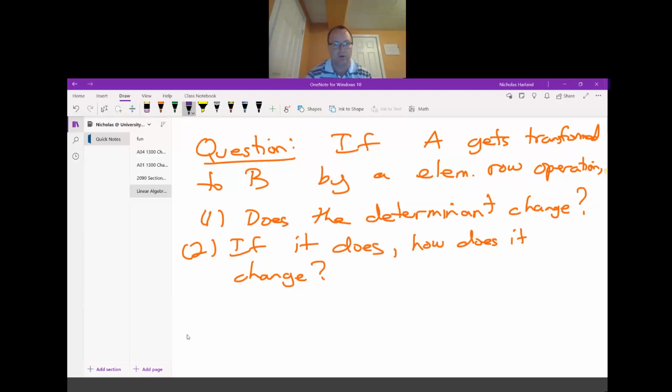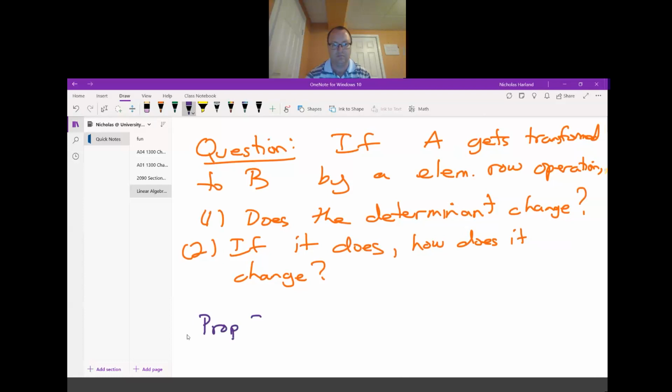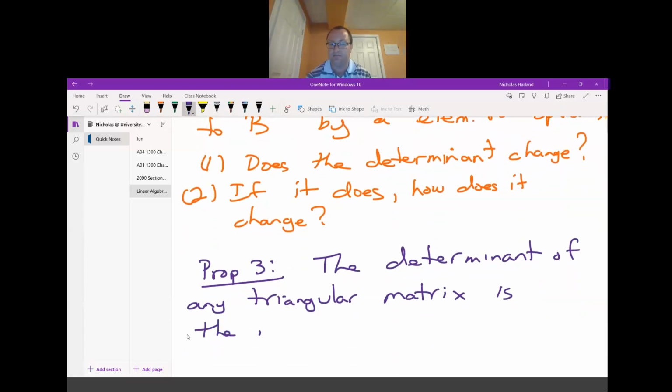Before we get to that, let's just make sure we know where we're going. So, example, we'll call this property 3. The determinant of any triangular matrix is the product along the main diagonal. Notice how it doesn't have to be diagonal. Any triangular matrix.